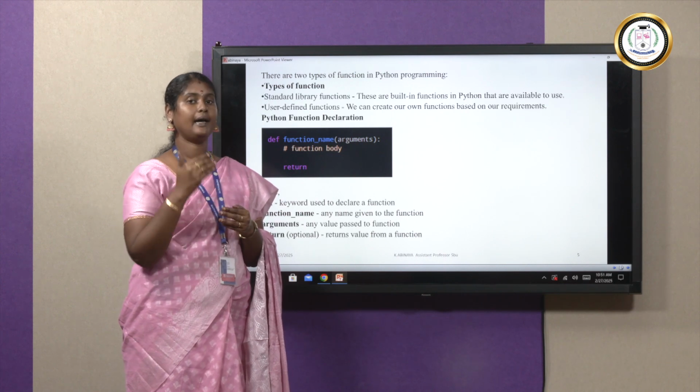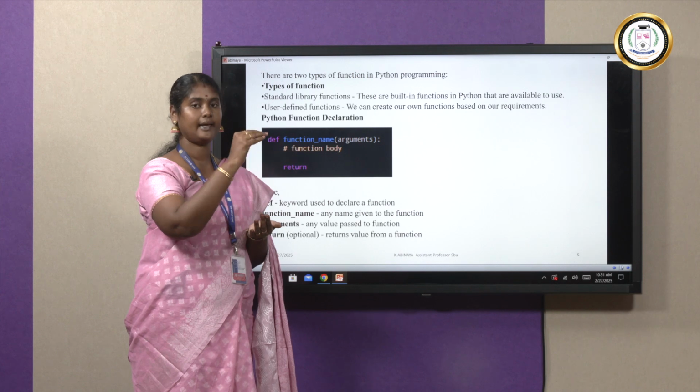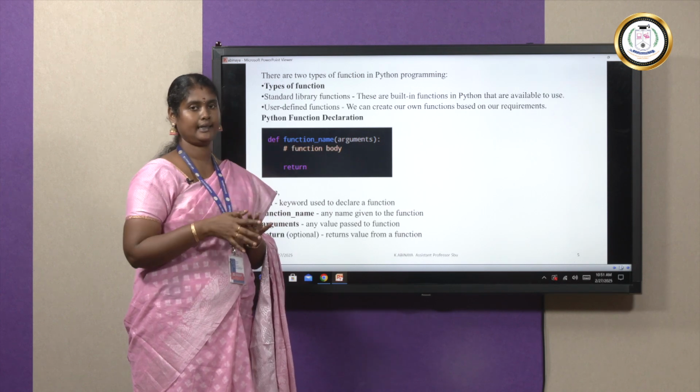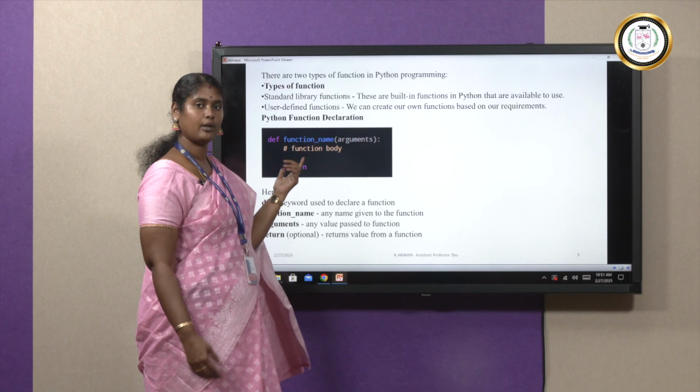So whenever I need a particular operation, I can call the particular function, pass my input, and do the code. So what is the syntax for the function now? def, this is a keyword, so we have to write everything in small letters. def function name, whatever the function name.